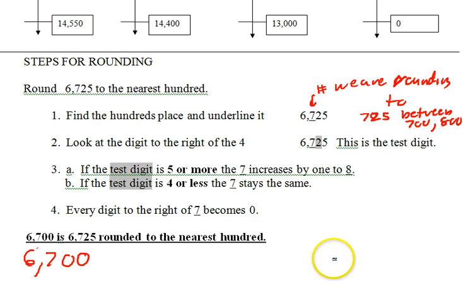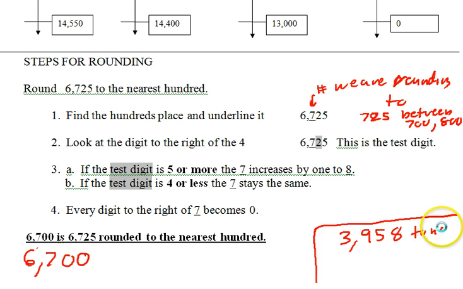Alright? There is one little point when it's not going to work like that. Let's just say that we had 3,958, and then we'll also do the nearest 100. So you underline the 9, circle the 5. Okay, so that is 5 or more, which means we're past that halfway point. So we have to round this one up. So what's 9 plus 1? It's 10, which means you have to carry that 1, which gives us 4,000. That would be it rounded to the nearest 100.